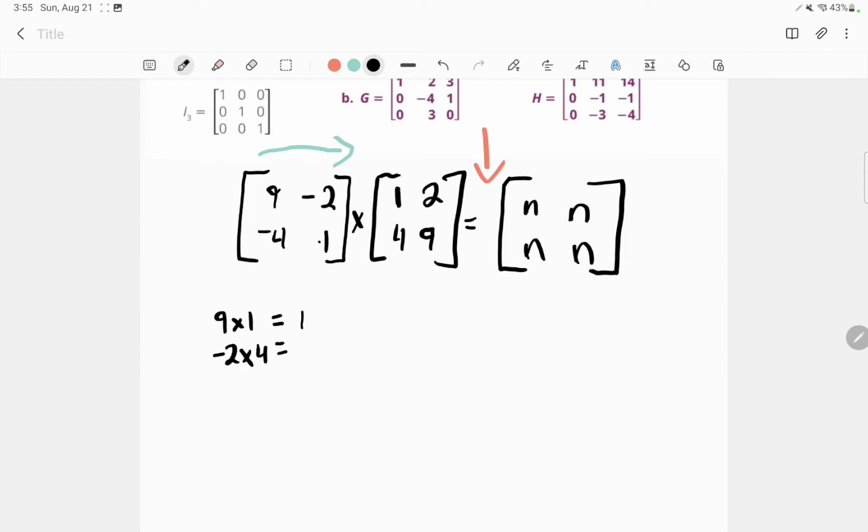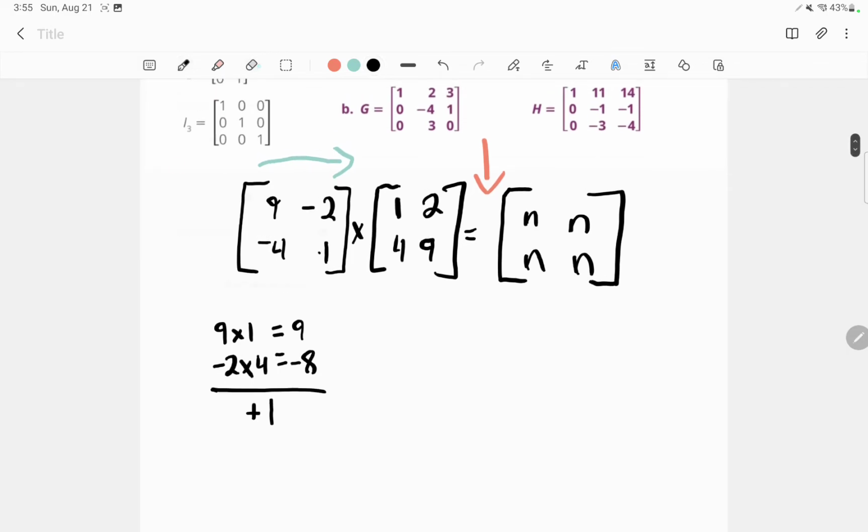So 9 times 1 is 9. Negative 2 times 4 is negative 8. And my answer to the whole thing is negative 1. Or actually not negative 1, positive 1. So I know my first number right here is going to be a positive 1. Boom, we're done with the first one. Now let's do the second one.